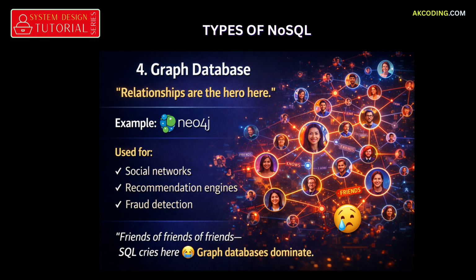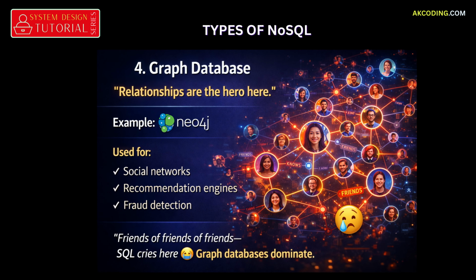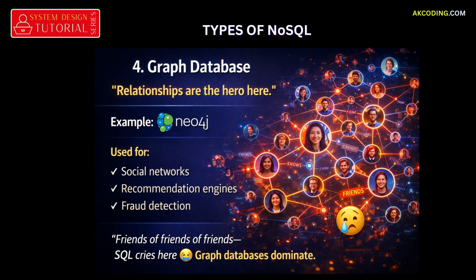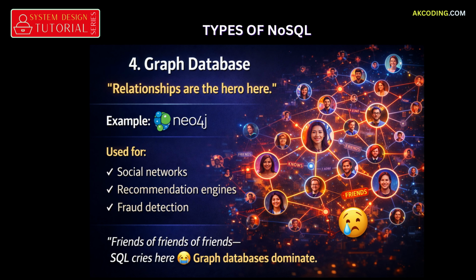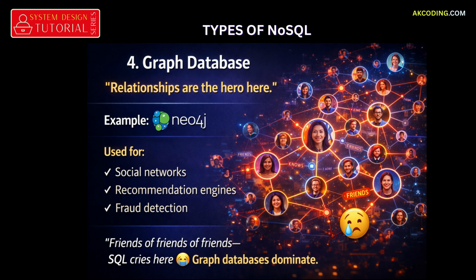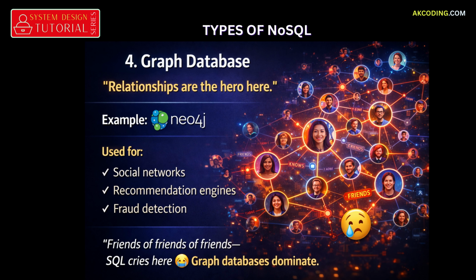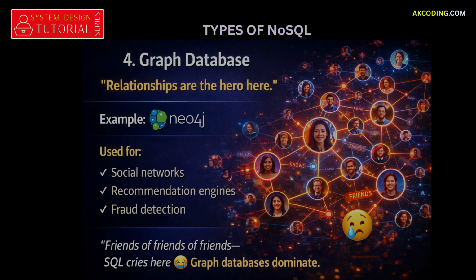Number 4, graph database. Relationships are the hero here. For example, Neo4j, used for social media networks, recommendation engines, fraud detection. Friends of friends of friends. SQL cries here, but graph databases dominate.